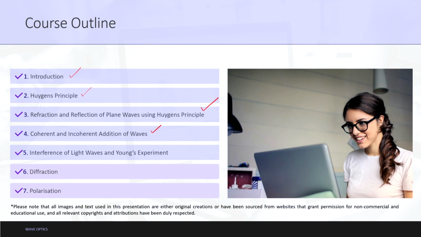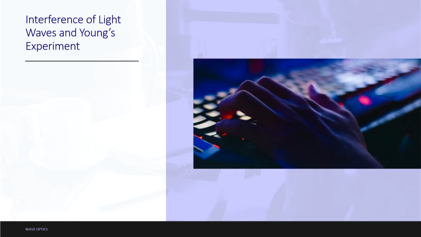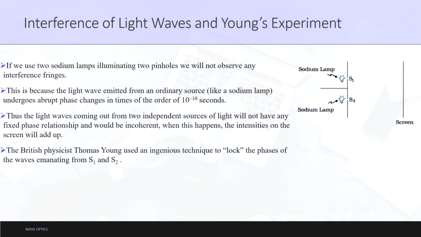Today we will be going on to the fifth concept, that is interference of light waves and Young's experiment. So please look over, a very beautiful experiment done by Thomas Young. I will try to explain it as slowly as I can so that you can understand everything very clearly. So let's move on. There is interference of light and Young's experiment.